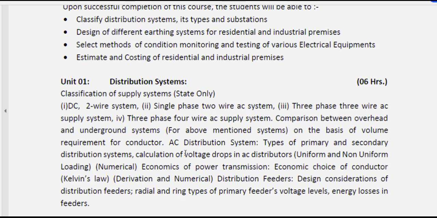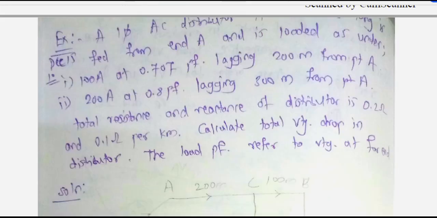Today we are interested to see the numerical based on calculation of voltage drops in AC distributors. These numericals are very important, so these are asked for 7 to 8 marks definitely in the end semester exam or in semester exam. The procedure is very simple, and if you follow the procedure clearly, you will get the correct answer. So let's start with today's topic.